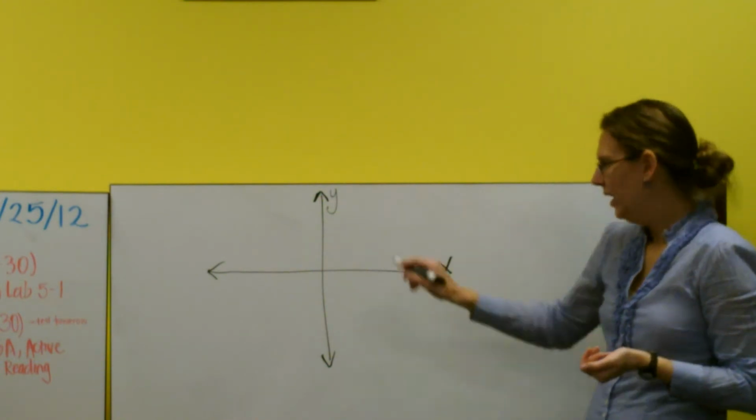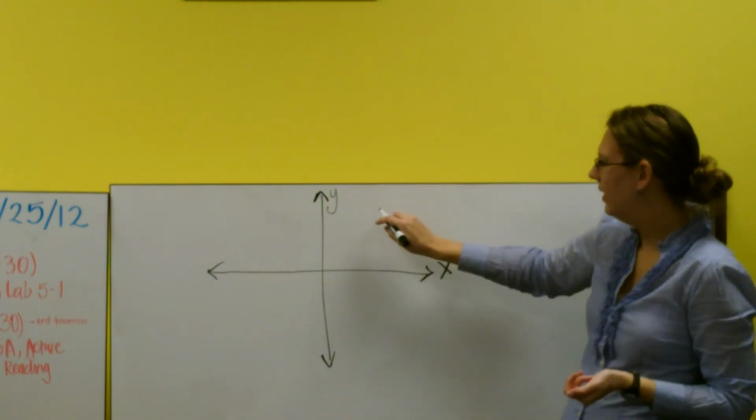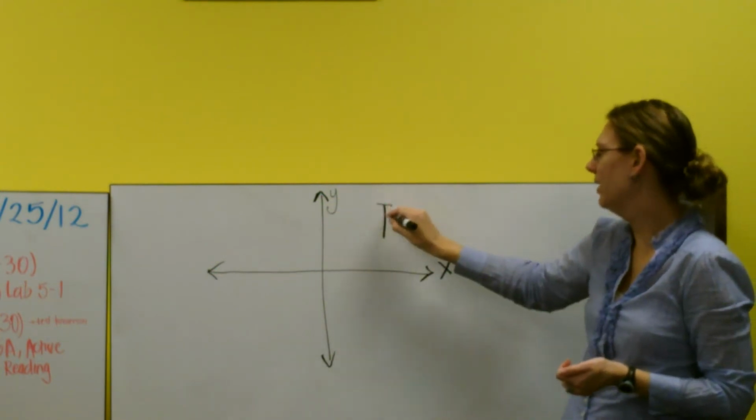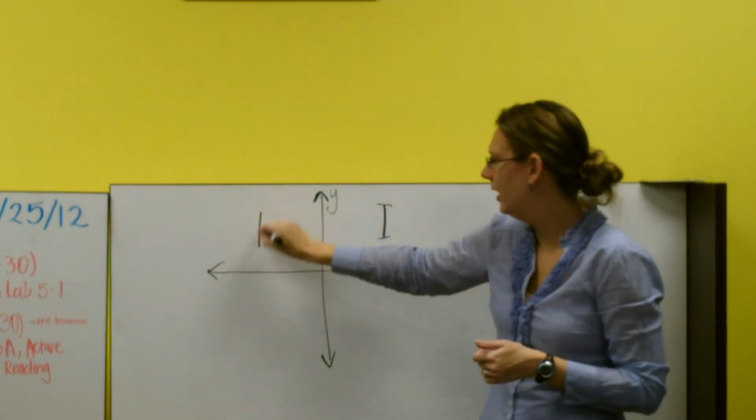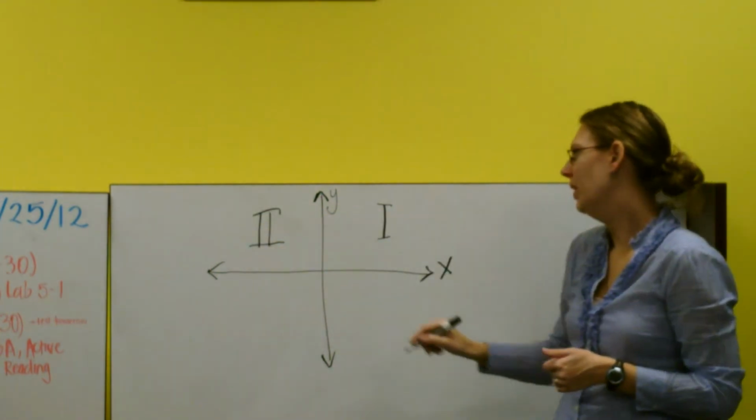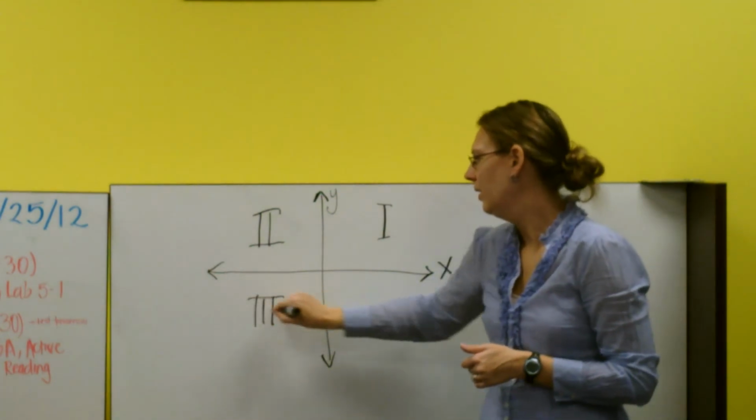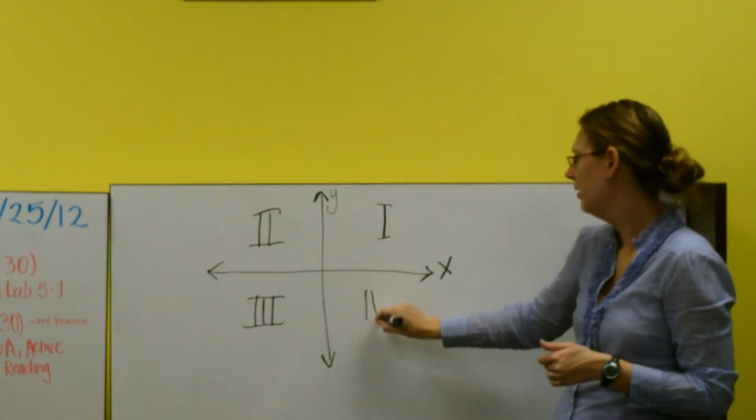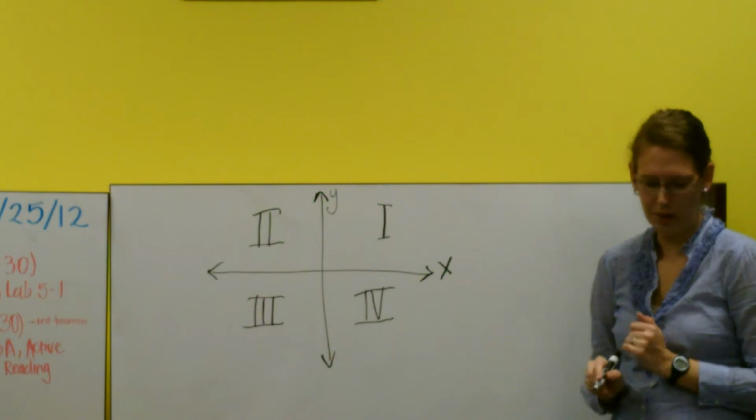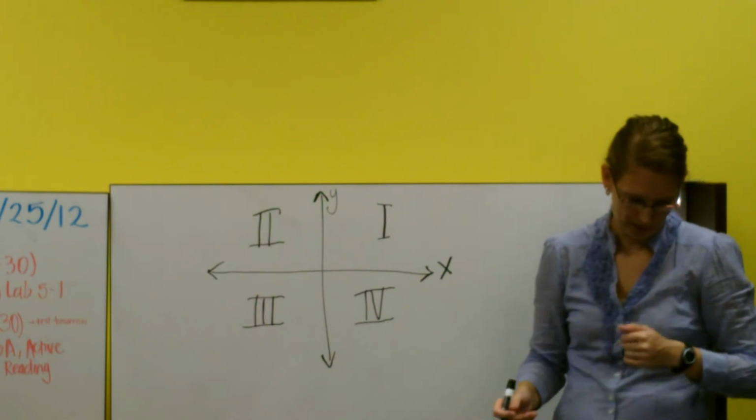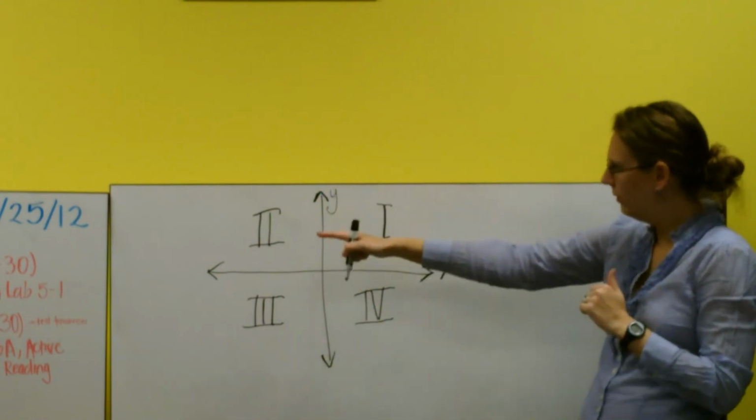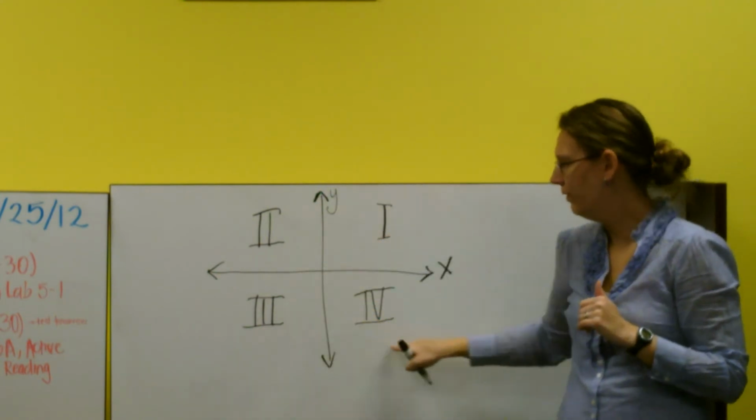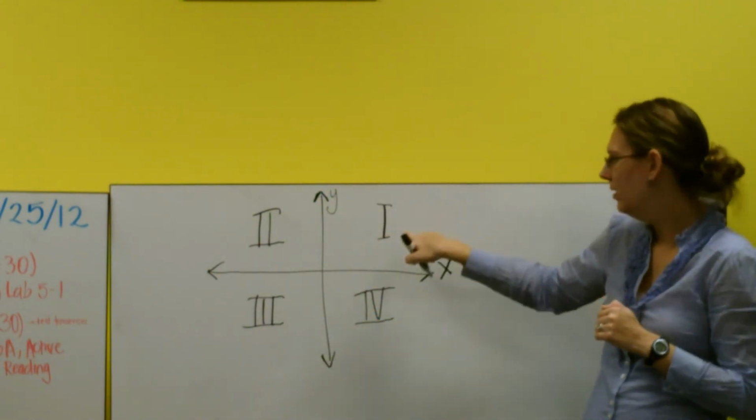When we have this coordinate system here, this here is our first quadrant, our second quadrant, our third quadrant, and our fourth quadrant. Okay? So we're going to have to know first, second, third, fourth. Counterclockwise, starting in the top.